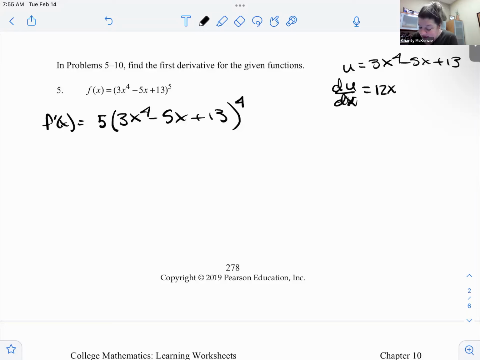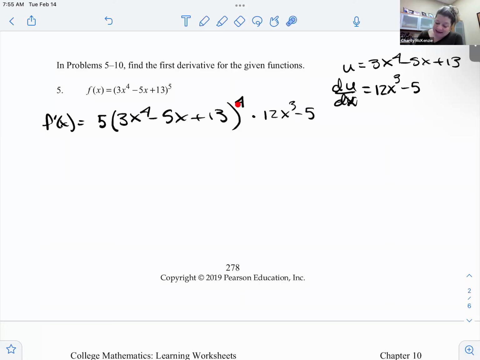So that's going to become 12x to the third. And then negative 5x becomes just negative 5. And then the 13 drops off. Okay. So from there, we now have the derivative. So we're going to times this by that derivative of the inside, like that. And that's your answer. Type it in just like that.